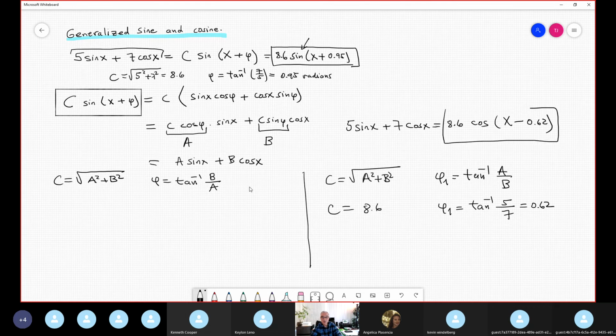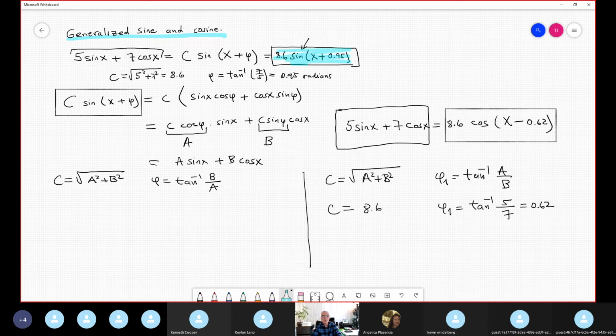This expression is equivalent to this expression, and this is equivalent to this expression. This is the same. Look, same, same, and same.